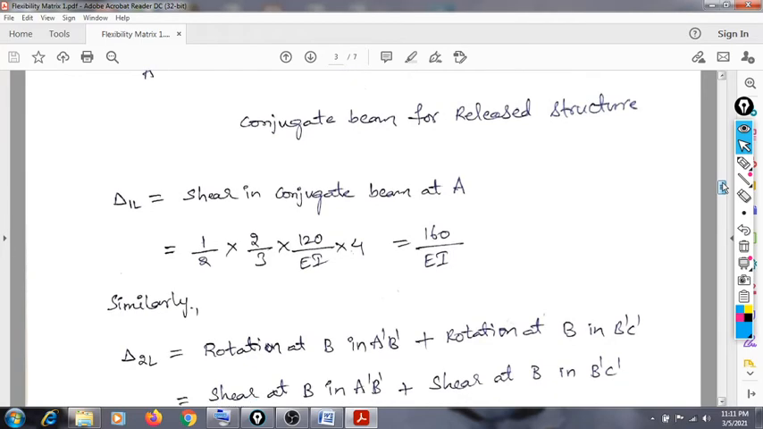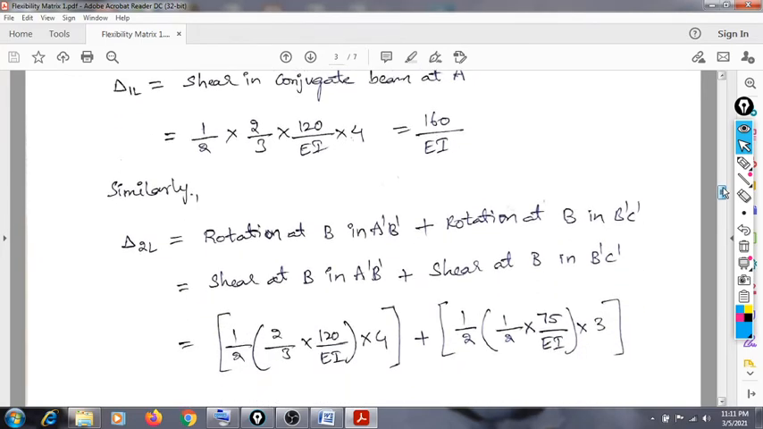So how are we drawing? We are just taking the areas: half into 2 by 3 into 120 by EI into 4, plus half into base into height, that is half into 1 by 2 into 75 by EI, that is the height of the triangle, 75 by EI, and into 3 is the length, half into base into this is the height, right.